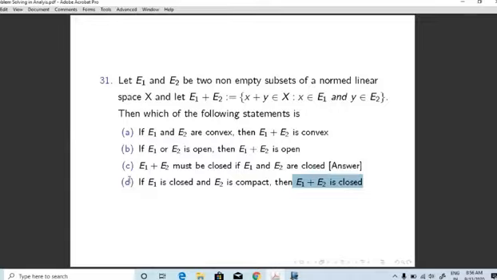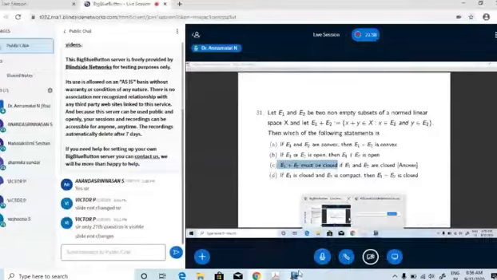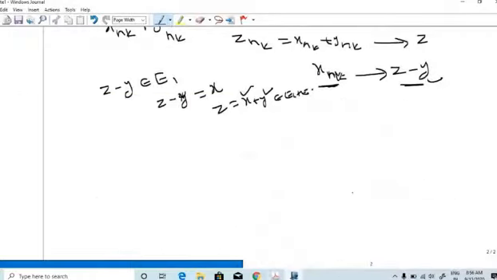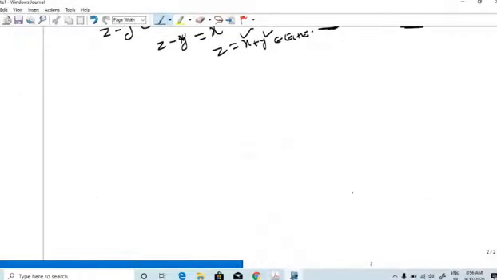But look at the third option: E1 plus E2 must be closed if E1 and E2 are closed sets. It is not true. There are some standard examples. So, the sum of two closed sets need not be closed, but the sum of two open sets is always open.